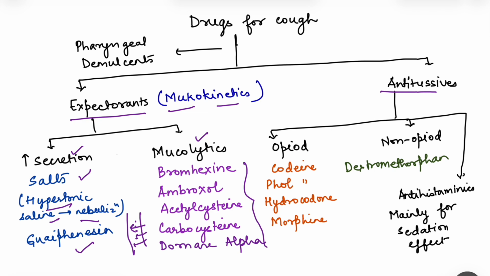But before we move into the mucolytics, let me just touch upon the pharyngeal demulcents. Pharyngeal demulcents are the substances that coat, soothe and protect the mucous membrane of the throat. So they basically reduce the irritation in the throat, and some of these pharyngeal demulcents include honey, linctus syrup, glycerine. These are pharyngeal demulcents which soothe the throat and reduce the irritation at the level of the pharynx.